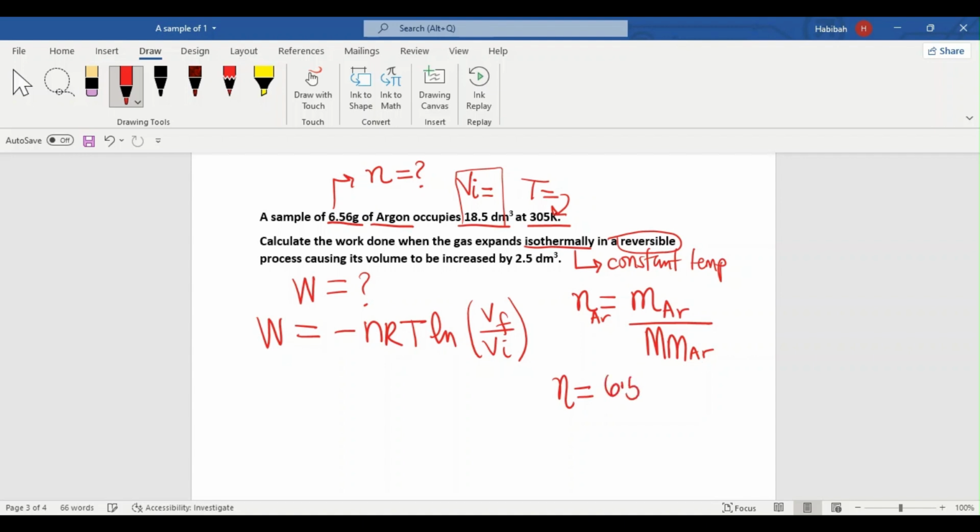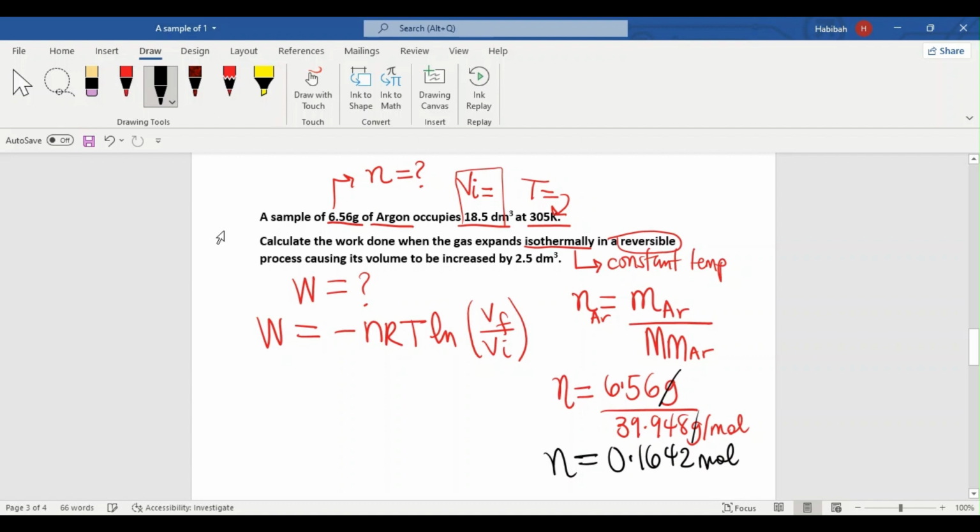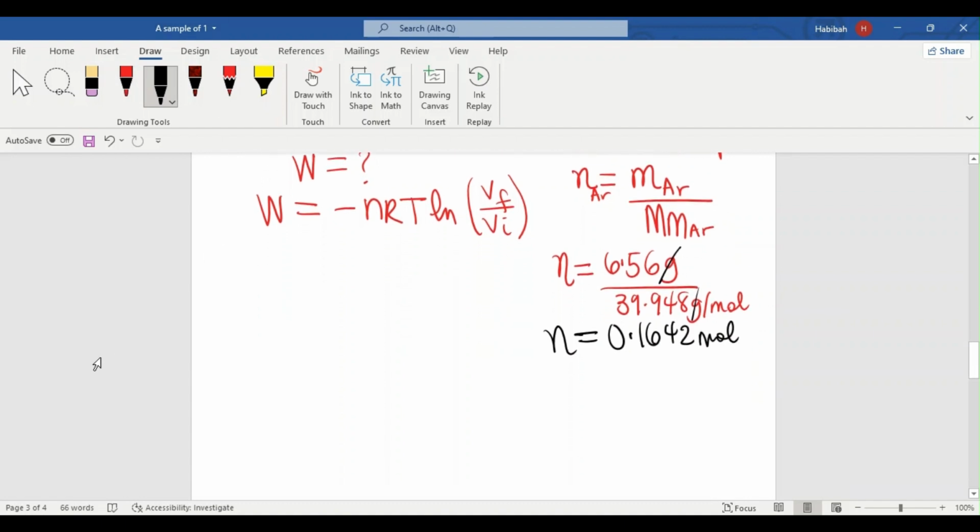So we have number of moles of argon equals mass divided by molar mass. So that's going to be 6.56 grams divided by the molar mass of argon, and we know the molar mass of argon to be 39.948 grams per mole. So cancel out the grams. The number of moles is going to actually equal 0.1642 mole. And then you have the gas constant R, which is equal to 8.3145 joules per mole Kelvin.